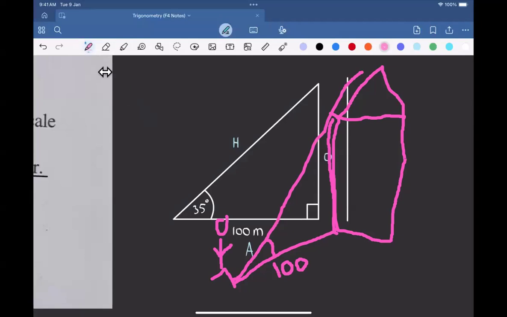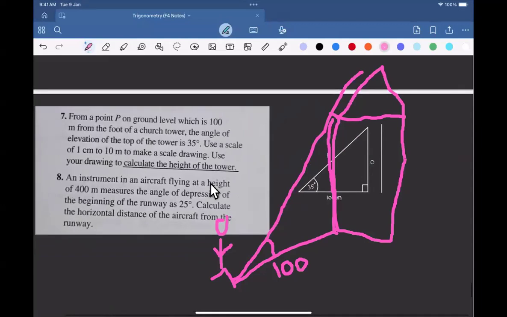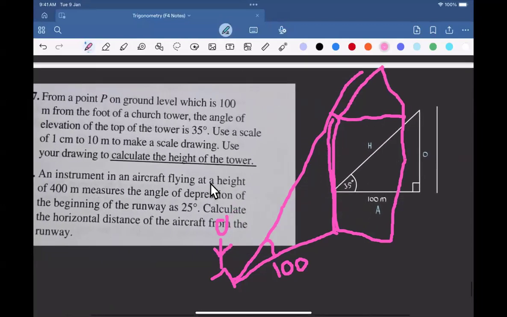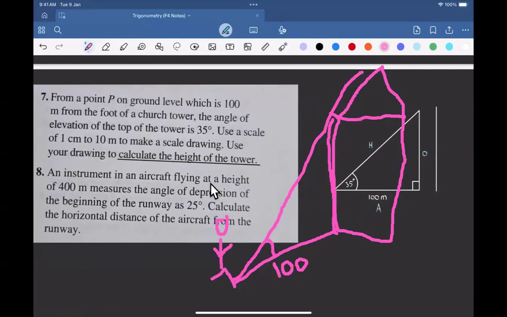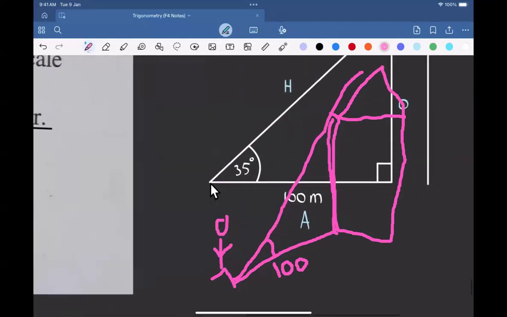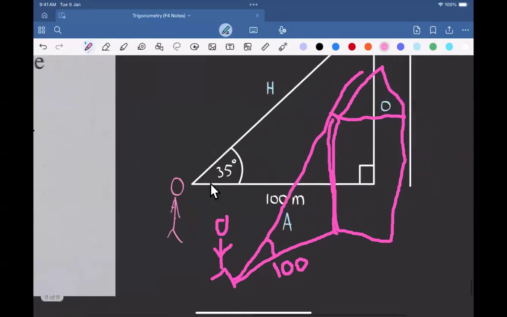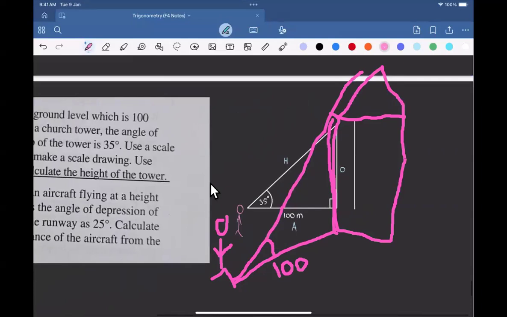I think you put the 35 degrees in the wrong spot, because they say that the angle of elevation of the top of the tower is 35 degrees. Right, that's what it means. So you are over here, and it's at the top of the tower, right? So you're over here looking at the top of the tower. So why was it wrong? Let's see what you did.